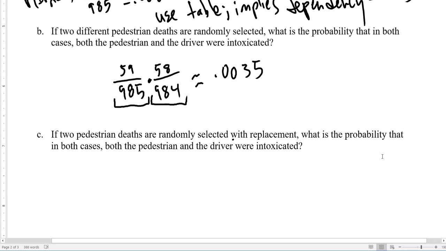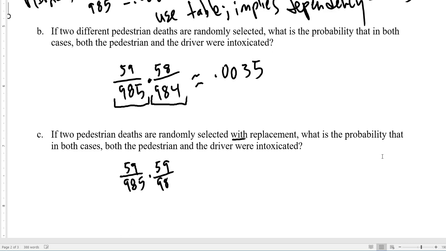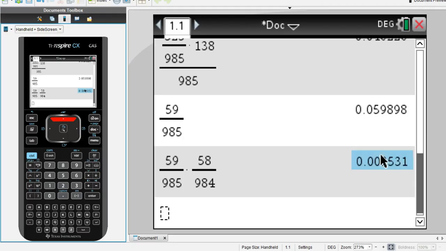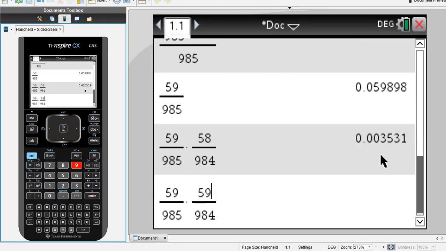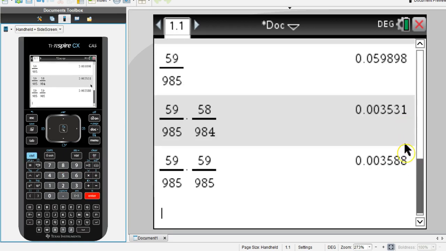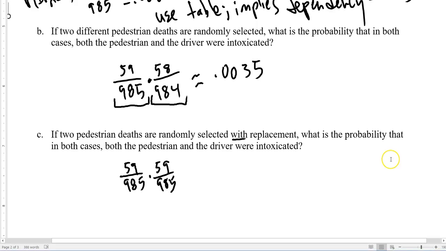What if we did it with replacement? Now that's like nonsense. Why would we put the case back in and potentially choose somebody twice? But let's see what happens. So what if we did it twice, but the second time we just kept it 59 and 985? Is it the same? We're basically off by a 1/10th, right? It didn't make that big of a difference.